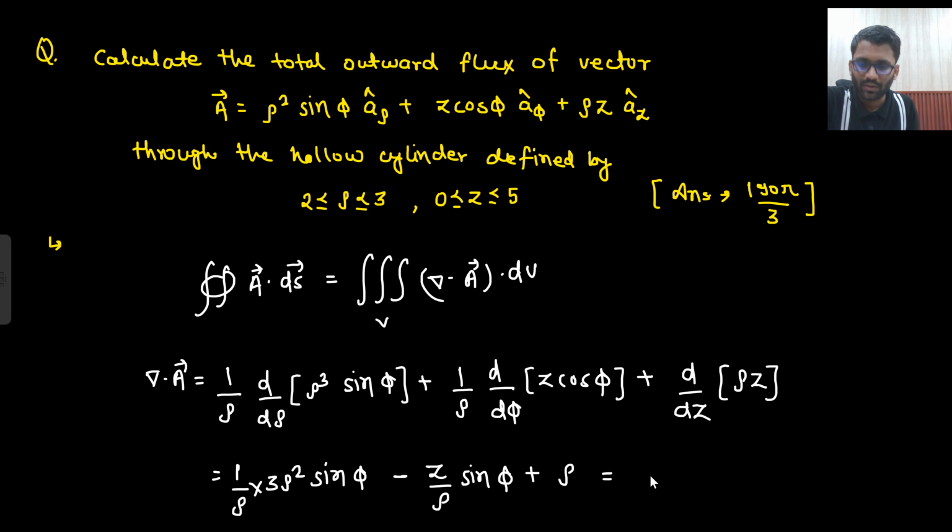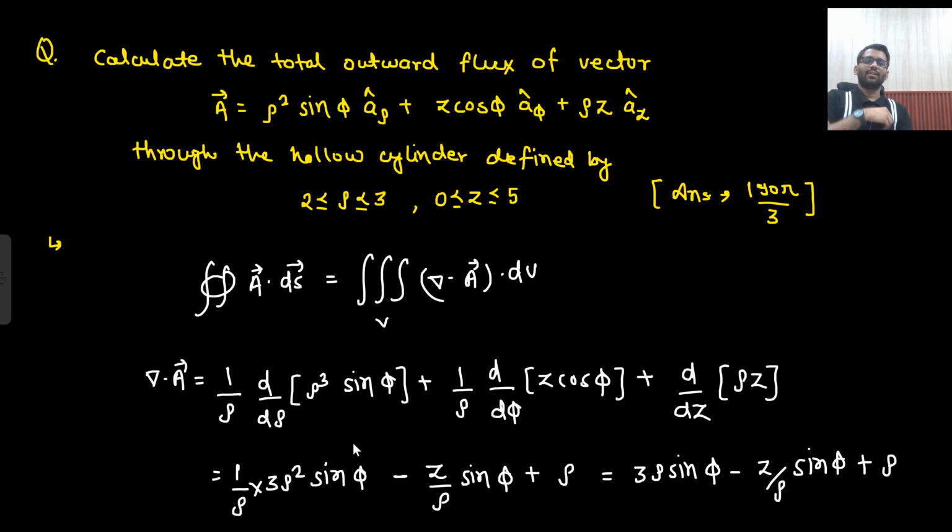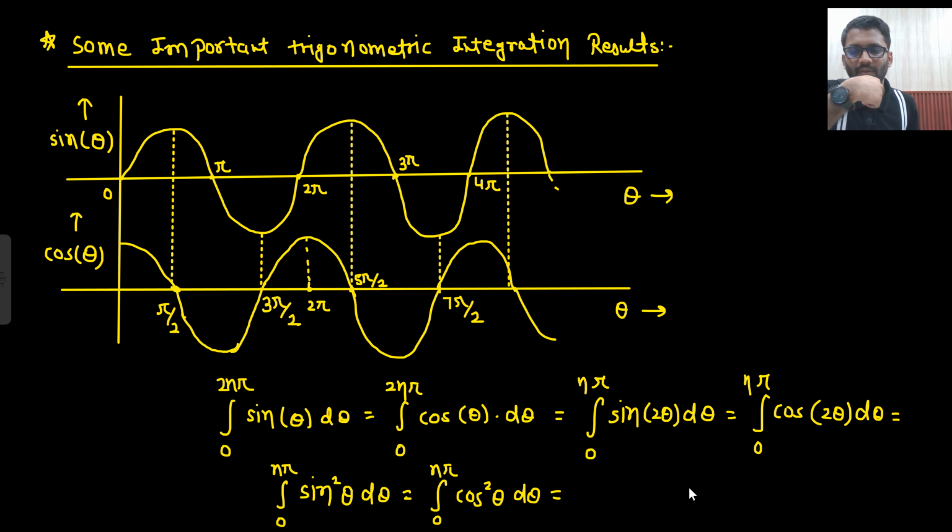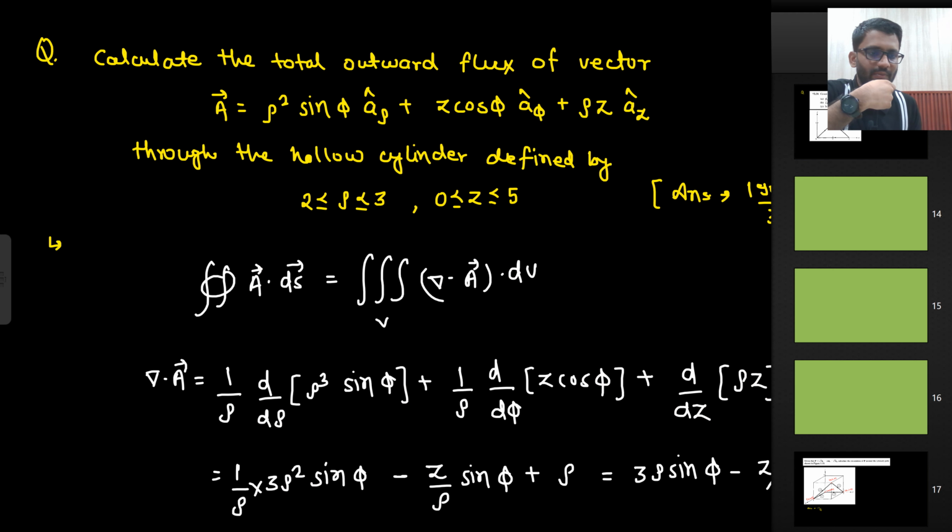Let's solve it more. So 3 rho sin phi minus z by rho sin phi plus rho. Okay, so this is your del dot A. Now what will be dv? dv will be rho d rho d phi dz. Okay.